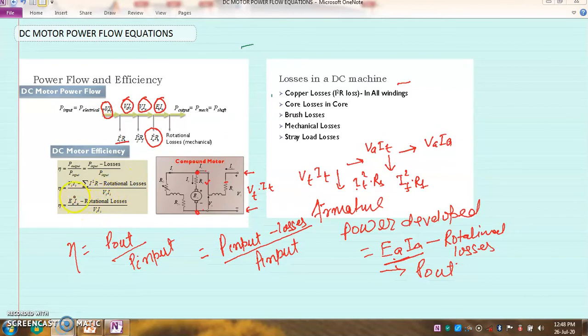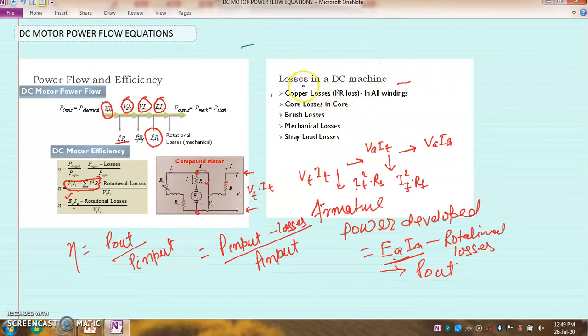So finally, after subtracting these losses from the input, we get the armature power developed, and from the armature power developed, just subtract the rotational losses. After subtracting the rotational losses, you will get the output power. So in the DC machine, the losses are shown here.